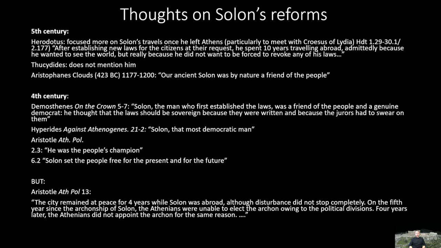Demosthenes, for instance, in On the Crown, says Solon, the man who first established the laws, in contrast to Aristotle, obviously, who said that there were laws happening before the time of Solon, was a friend of the people. You get that tone coming up again that we saw in Aristophanes, and a genuine democrat. And this is interesting, that he's now being seen as a genuine democrat, whereas when we look at his own poetry, we might want to question that attribution and think about him as coming up with his own version of justice, which really was about eunomia, as we've said, not isonomia, and certainly not democratia.